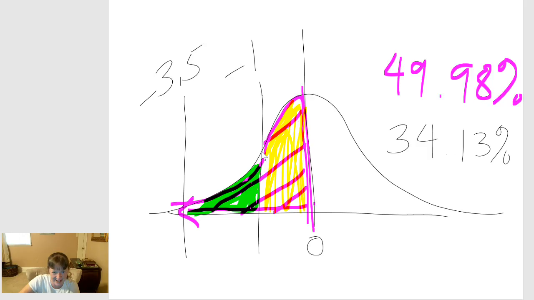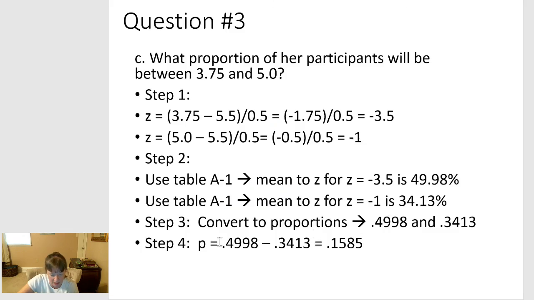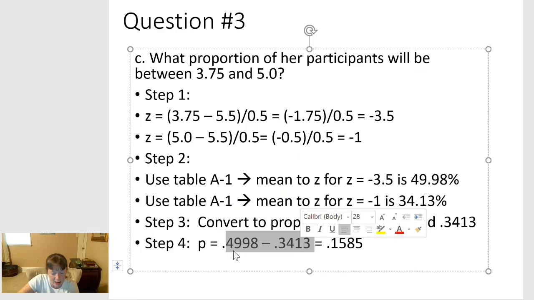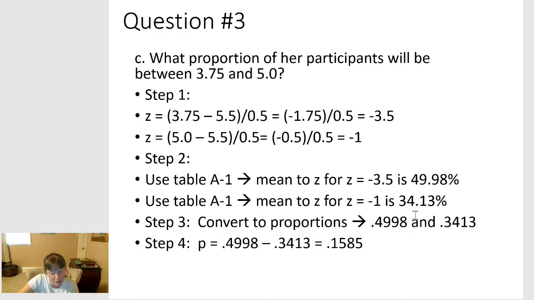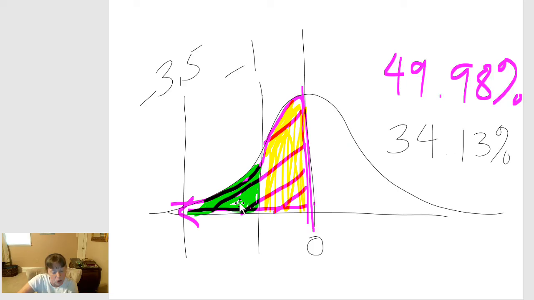So I'm going to subtract out the yellow area from the purple area, which will leave me with the green area left over, which is what I want to know about. And so that's exactly what I do here. First I turn the percentages into proportions. I take 0.4998, subtract 0.3413 to get 0.1585. And so that is the probability of being in that green area here. That is the proportion of cases between a z-score of -1 and a z-score of -3.5.